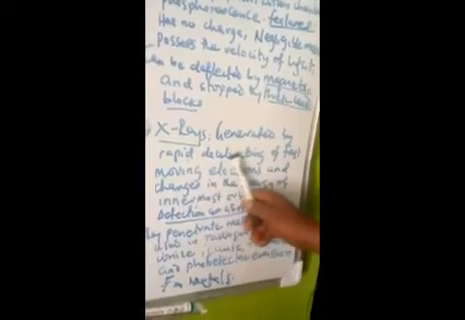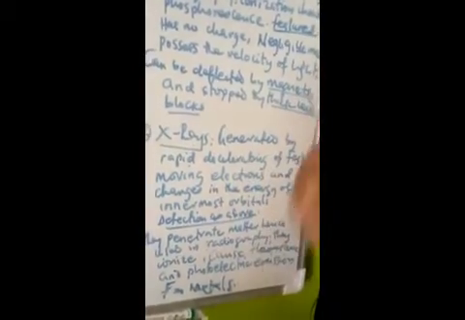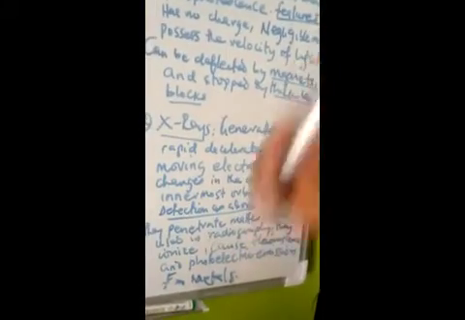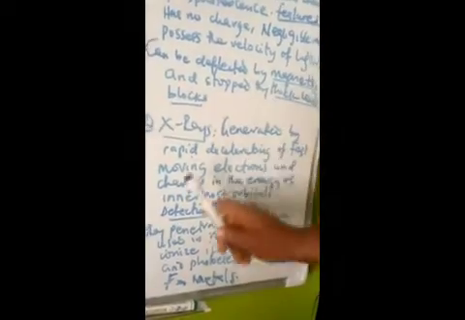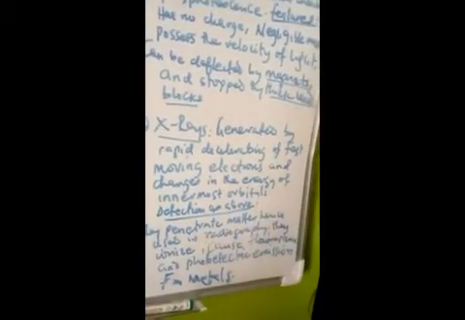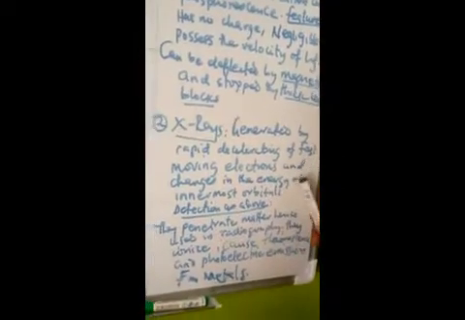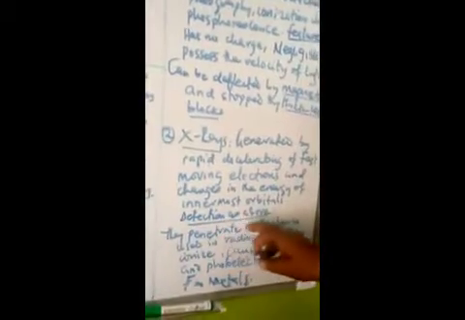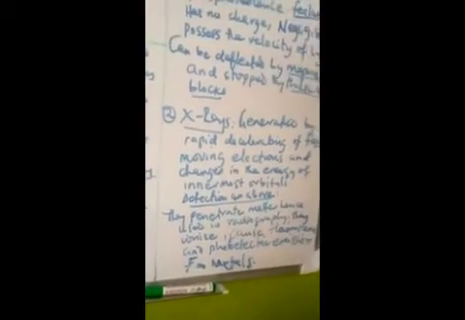The second one is X-ray. We are exposed to X-rays when we go to hospitals and take a radiography film. X-rays are produced or generated by rapid decelerating of fast-moving electrons. They can also be produced by changes in the energy of the innermost orbitals of atomic shells.